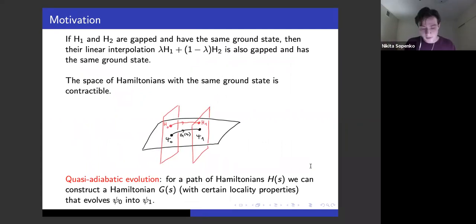Well, the problem that we are actually going to solve is not about Hamiltonians, because if we have some Hamiltonians which have the same ground state, we can consider a linear combination of such Hamiltonians, and this linear combination has the same ground state, and it is also gapped. And it is not difficult to argue that this space of Hamiltonians with the same ground state is contractible. So we have a sort of fibration over the space of states, with contractible fibers.